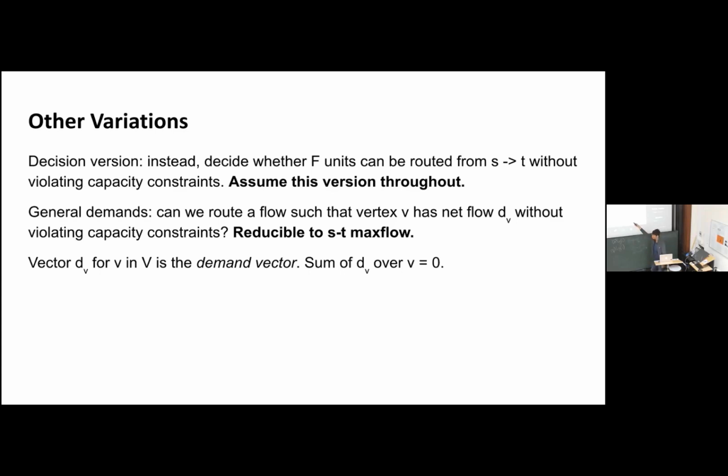This has some interesting things I'll discuss later. And we'll let the demand vector d_v be a vector, which is just kind of the flow we want to route. And if the demand is routable, then you need the sum of demands to be 0. And finally, we're just talking about directed max flow, but exact directed max flow is equivalent to exact undirected max flow. So we'll focus on the undirected version.